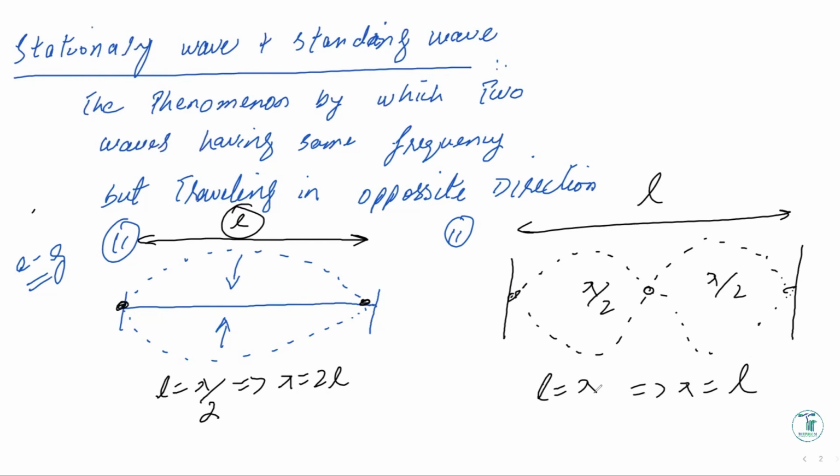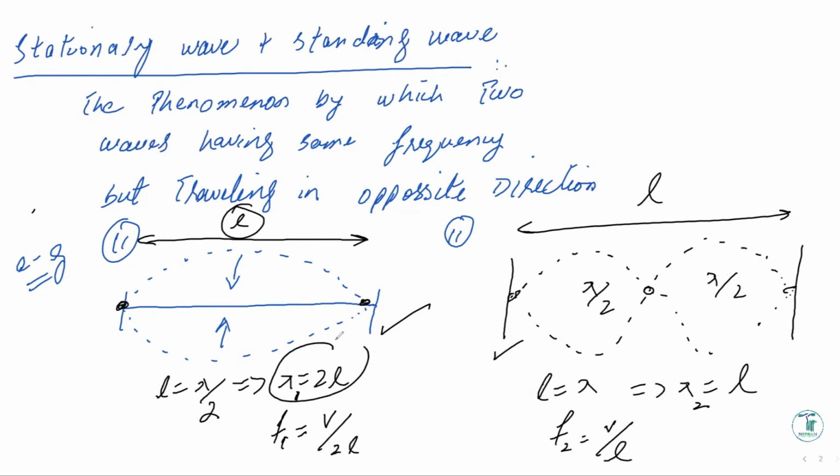Now, if you want their frequencies, for example, this was lambda 1 and this was lambda 2. The frequency of such a system is going to be v upon lambda 1, and lambda 1 is 2L. And the frequency of the second system would be equal to v upon L, because lambda 2 is L. So that is how, depending upon the given schematic representation or phenomenon, we can evaluate the formulas for wavelength and frequency. These are the formulas we're going to use in any question that comes up with stationary waves.